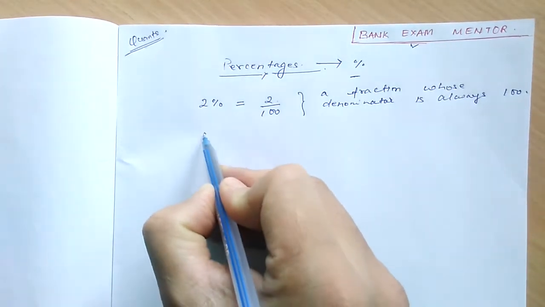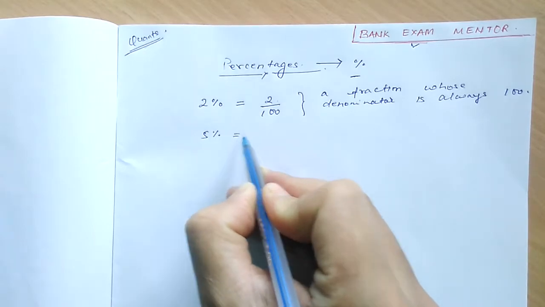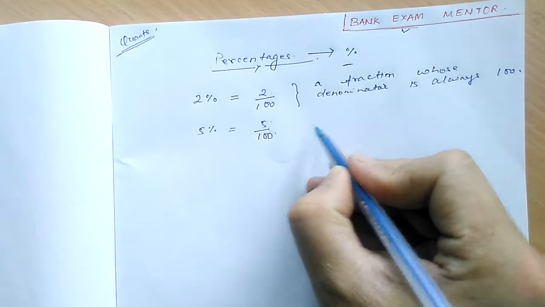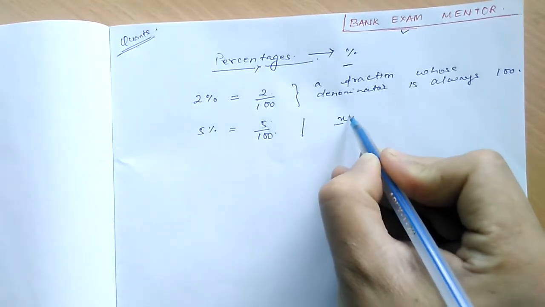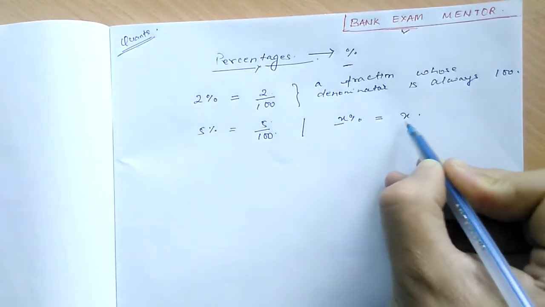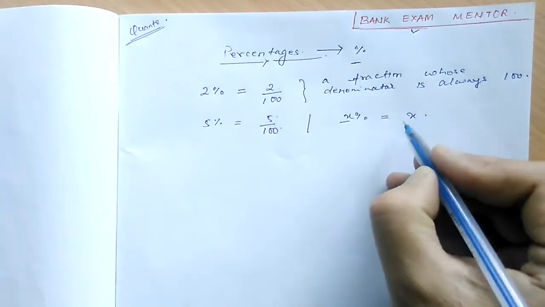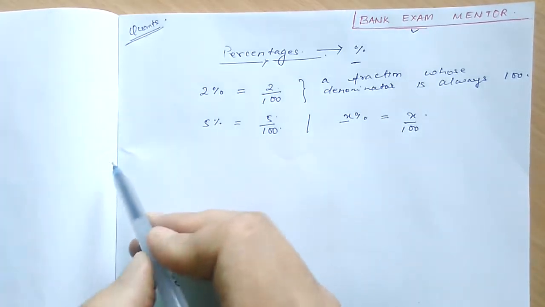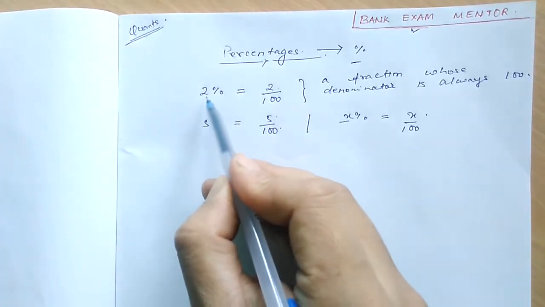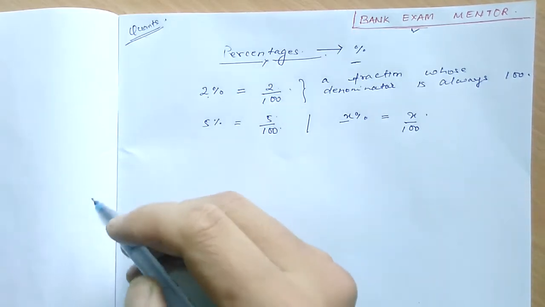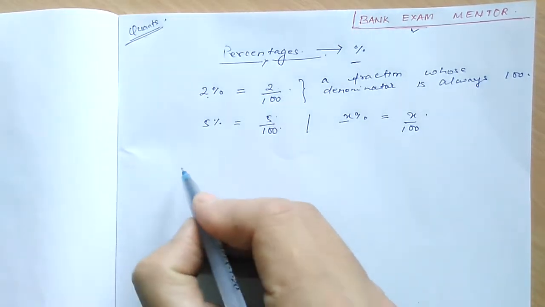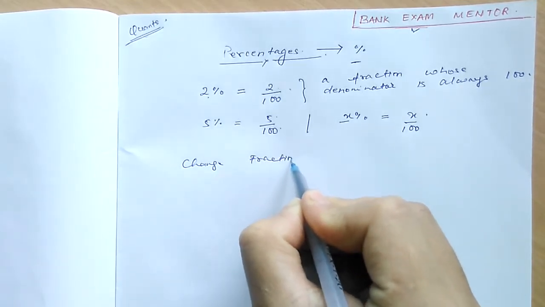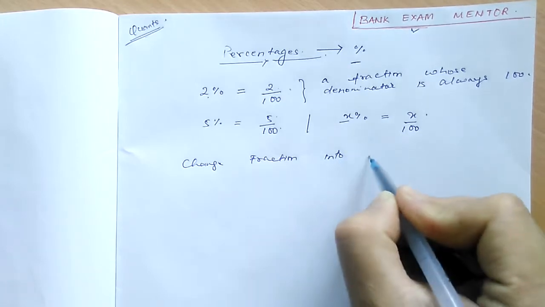So if I write 5%, this is equal to 5 by 100, and if I write any number, let's say x%, this is equal to x by 100. So we have already changed the percentages into fraction. Now we will do just the opposite, change fraction into percentage.